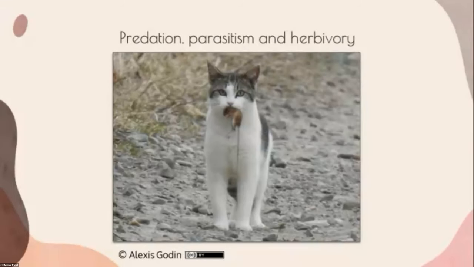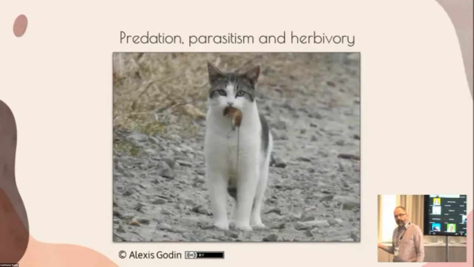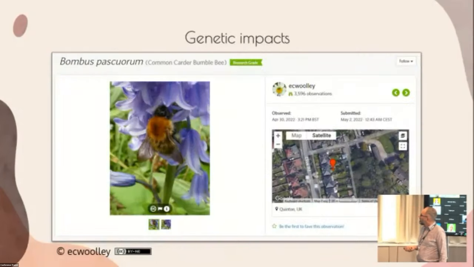Captive and cultivated organisms interact in many different ways. Here's a domestic cat eating a jumping mouse in North America. So predation, there are many instances of parasitism. Humans and cats share over 20 different parasites and diseases. They also share those with wild animals as well. And there are many examples of herbivorous domestic organisms as well.